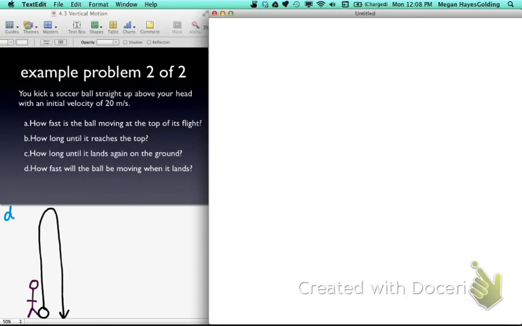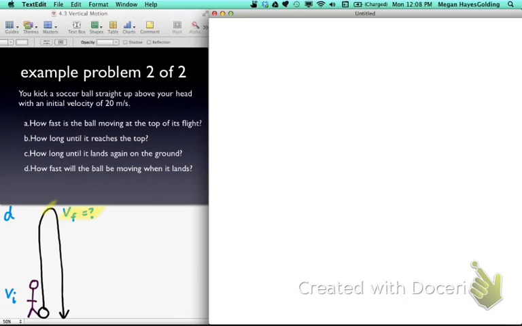Well, I know an initial velocity at the beginning of this problem, and it's 20 meters per second. It's conceivable, given that initial velocity, for me to find a final velocity here. It's also possible for me to find another final velocity down as the ball hits the ground. We're not going to shift perspectives yet. First question says, how fast is the ball moving at the top of its flight? In other words, what is this final velocity number here?